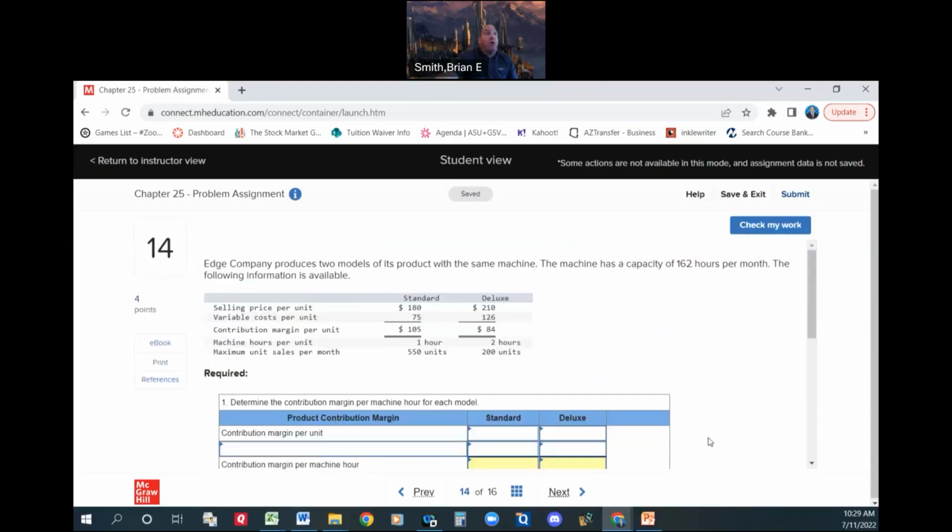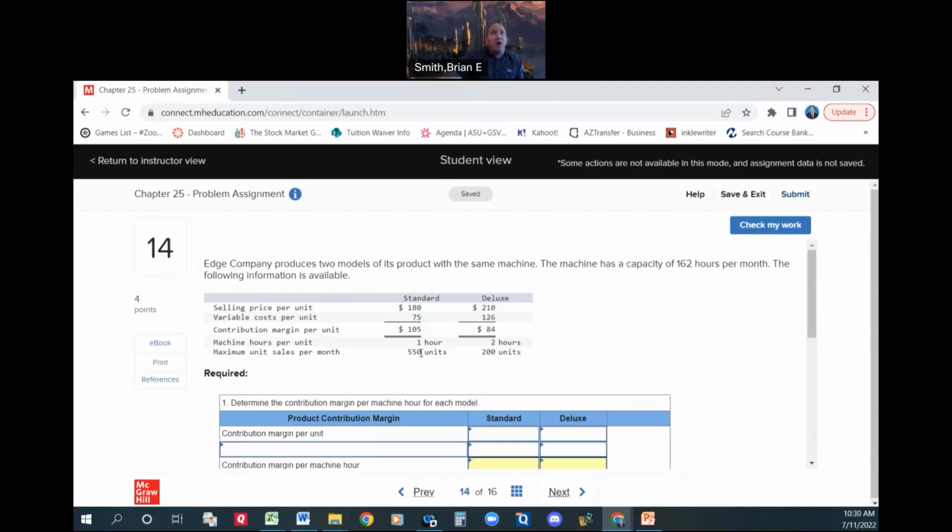Sorry, shouldn't do that. All right, Edge Company produces 2 models of its product with the same machine. The machine has a capacity of 162 hours per month. The following information is available. Here it is. Remember, we did something very similar to this in the lecture.